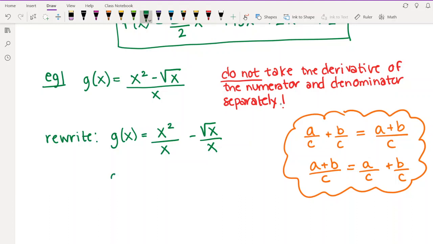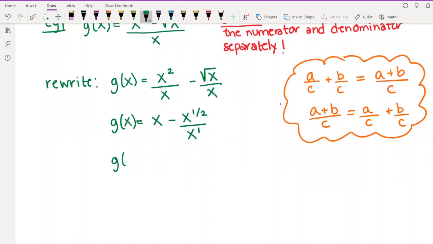So why was this useful? Well, we can now rewrite this first one, x squared over x is just x. And then the second part, let's rewrite this as x to the 1/2 over x to the 1. And now we can rewrite that as, remember that when you're dividing, you subtract the exponents. So we have 1/2 minus 1. And remember, we have not taken the derivative yet, right? All we're doing right now is simplifying our function. So now we have x minus x to the negative 1/2. This is the same function we started with, we did not take the derivative.